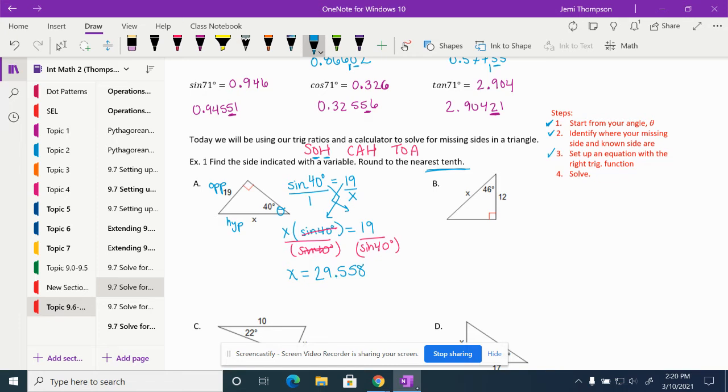When we go back to the instructions, it says I'm going to round to the nearest tenth. So I want 1 decimal place, which means I'm going to look at the second decimal place. This is 5 or greater, so I'm going to round to 6. So 29.6 for my answer. All right, and we set up our first problem to solve for a side using trig.